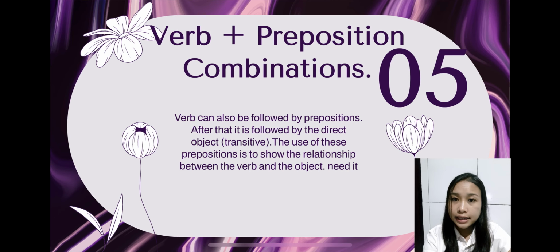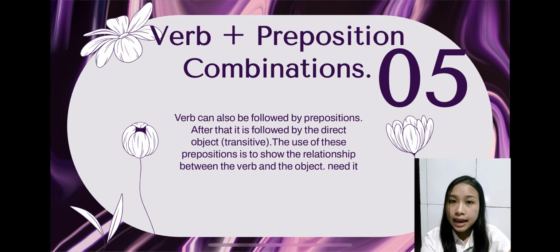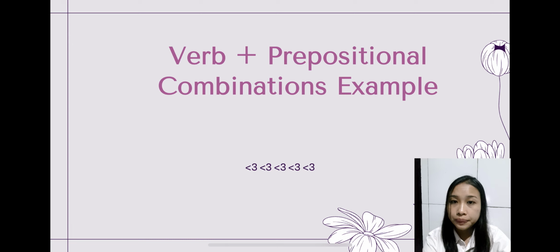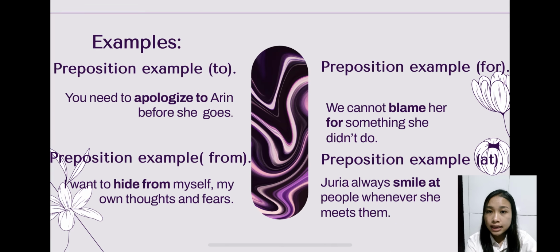The second is verb plus preposition combination. Verbs can also be followed by prepositions. The use of this preposition is to show the relationship between the verb and the object needed. So here are the examples for verb plus prepositions.